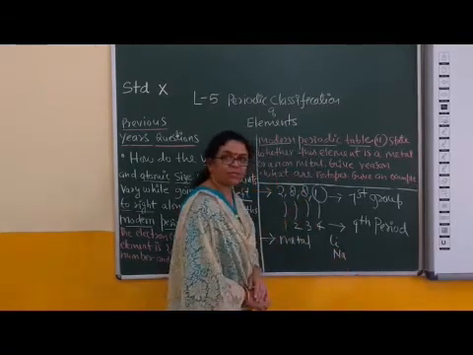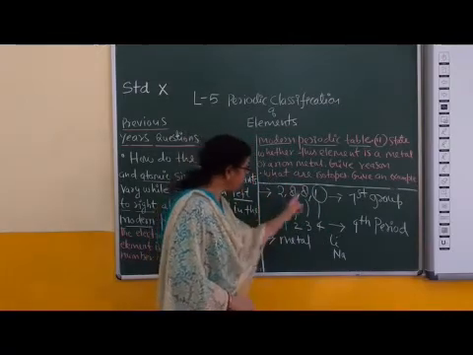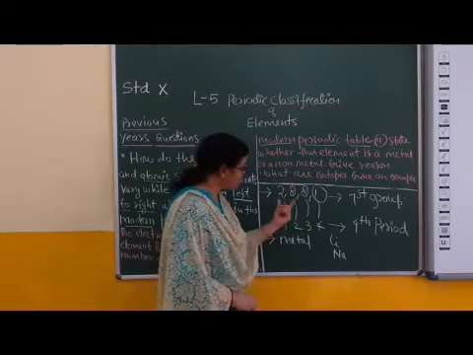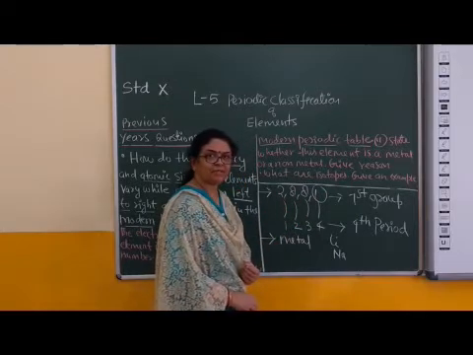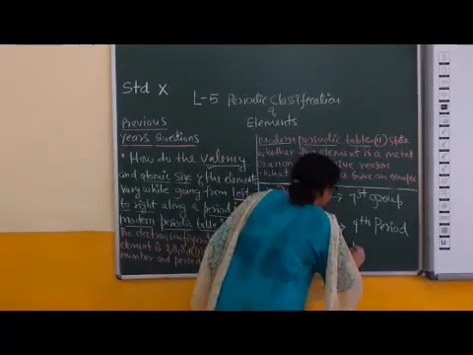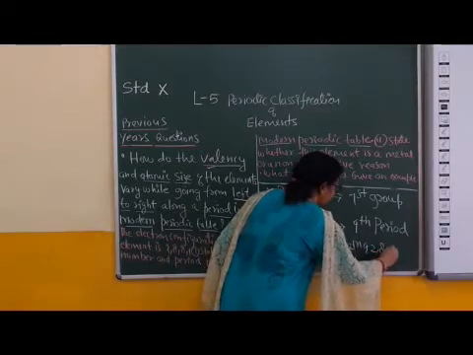This element also. This is the electron configuration of potassium. For 19 electrons, this is the distribution of electrons and this element is potassium. Right? Now, for 2 valence electrons, magnesium: atomic number 12, configuration 2, 8, 2.